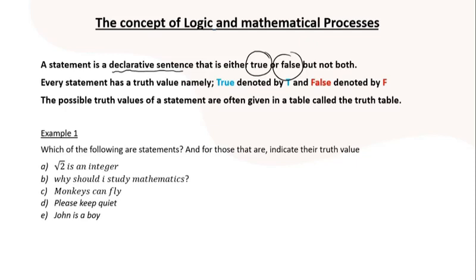Now, we will be looking at what a truth table is in the next example. But before we go there, let's look at how we can identify statements if we are given examples of sentences. Alright, so example number 1. Which of the following are statements? And for those that are, indicate their truth value. So A, root 2 is an integer. Now, is this a statement or not?